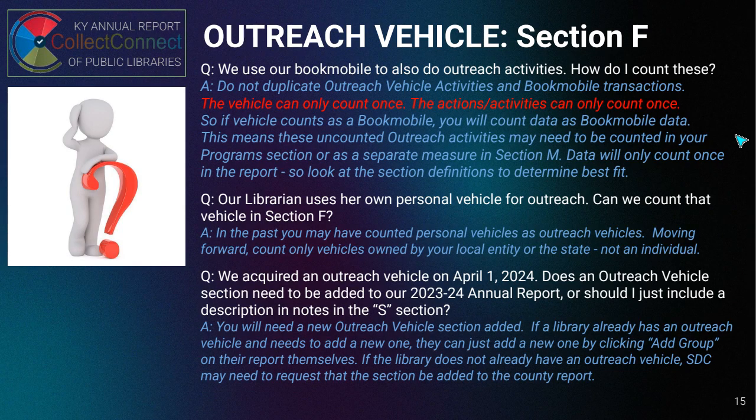We acquired an outreach vehicle in April of 2024. Does the outreach vehicle section need to be added to our 23-24 annual report, or should I just include notes in the S section? You will need to add a new outreach vehicle section because April 1st falls in that 23-24 fiscal year. We want to count all of the stops, even if it's not an entire year worth of stops. We want to count all of that hard work that your outreach people do.